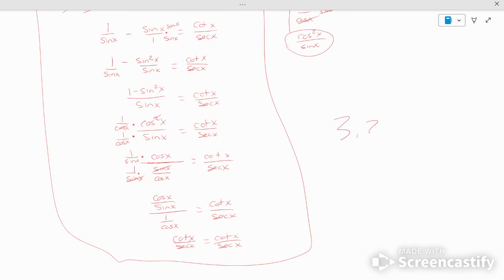So for 3.2F, you're doing 49, 51, 53, 54, and 55 on page 172. There you go.